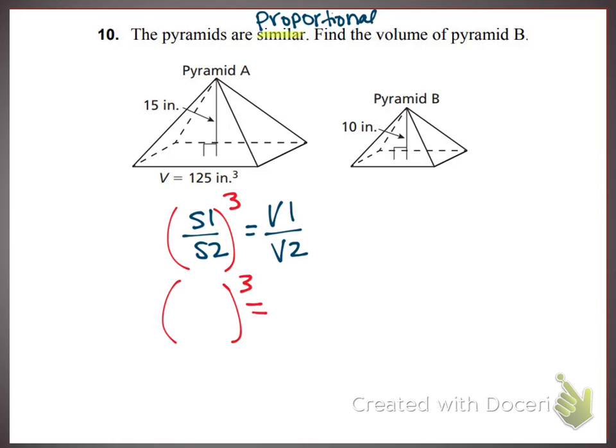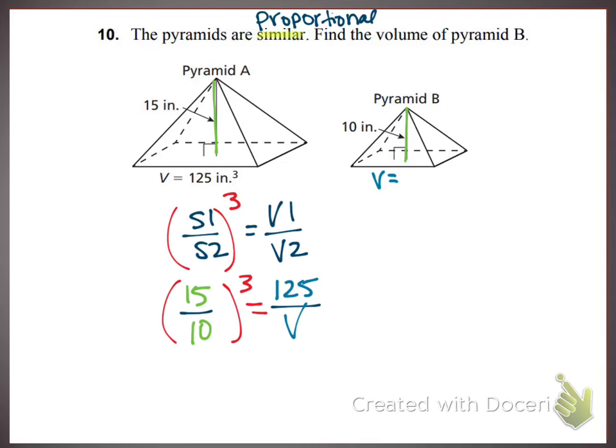So, here's what that looks like. What is a side from the first shape? A side or a length, it doesn't matter. 15, and the corresponding side or length is 10, and it equals the volume from the first, which is 125, and then the volume of the second, we don't know. We're going to call it B.